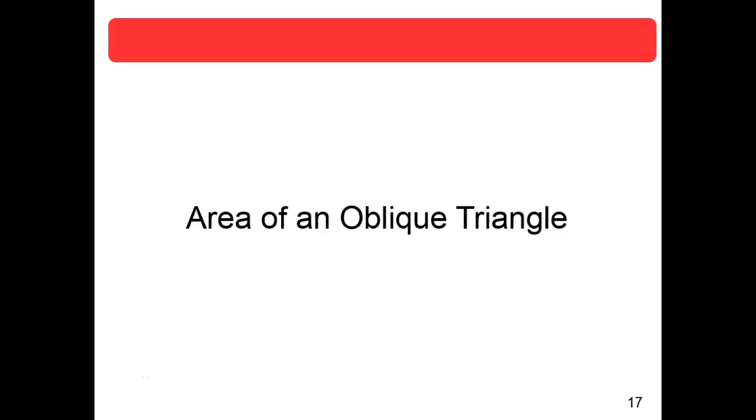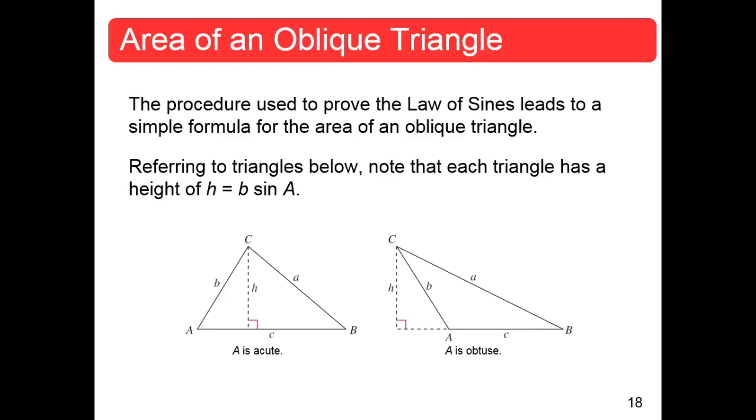Law of sines so far. And this area of oblique triangle, I think you'll find is sort of fun too. Now, it doesn't use the law of sines, but it looks a lot like it. So here's what we've got. The same procedure that we used to prove the law of sines, remember, using the height of the triangle, leads to a simple formula for the area of an oblique triangle. Now remember, oblique triangle just means one that is not a right triangle. It can be all acute angles or one obtuse and 2 acute angles, whichever.